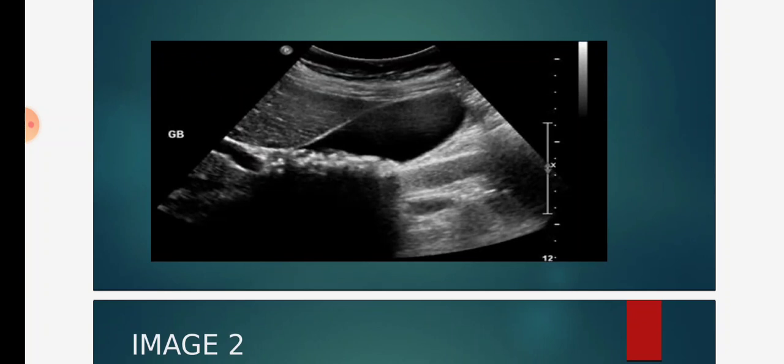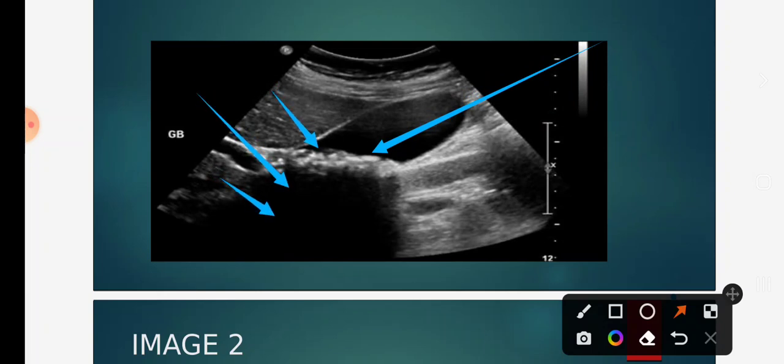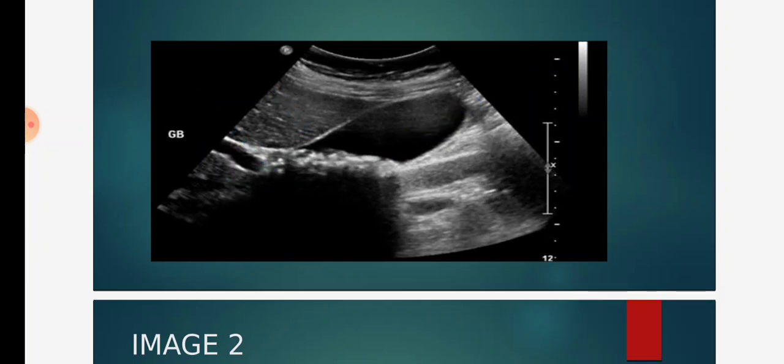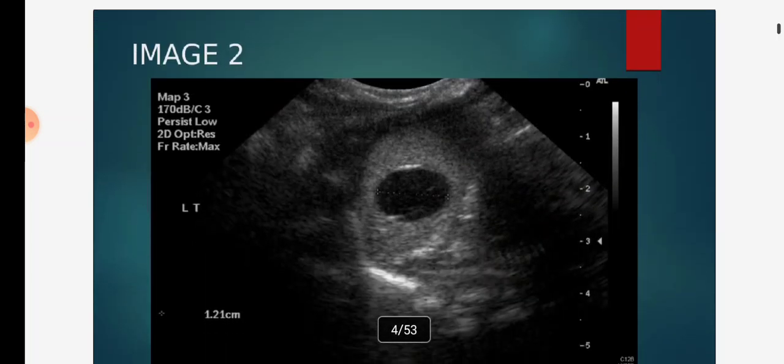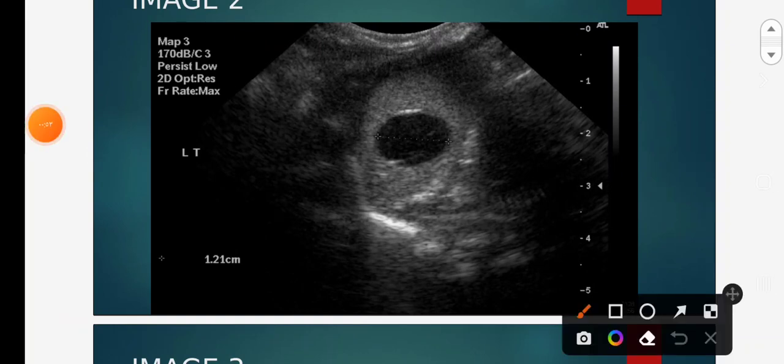Image number 1, abdominal scan for evaluation of the liver. You see the gallbladder distended and an internal echogenic object with posterior shadowing. These are features of cholelithiasis in the gallbladder, multiple stones. Image number 2, abdominal ultrasound for the spleen.